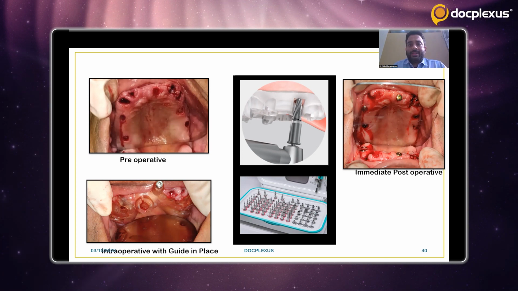In this patient particularly, you can see that there was excellent healing, minimal swelling, and patient discomfort. This case did not require any additional painkillers, and it was a smooth operation because a lot of pre-surgical planning was done.